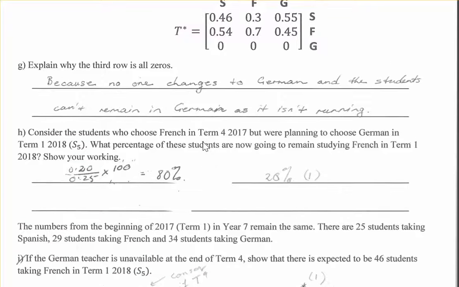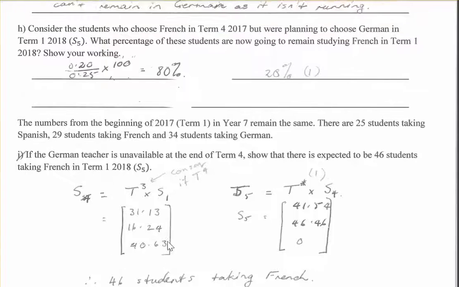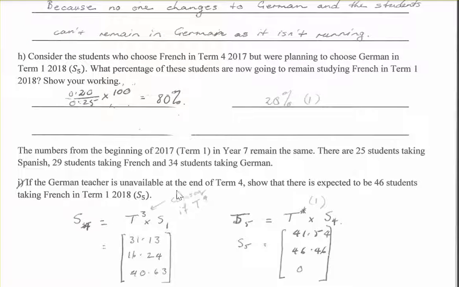For the next question, the students from the beginning of 2017 in year 7 remain the same. There are 25 students taking the Spanish course, 29 taking French, and 34 taking German. If the German teacher is unavailable at the end of term 4, show that there is expected to be 46 students taking French in term 1 2018. Now, they've given you term 1, S1, which is given by 25, 29, 34. So that's your state matrix. Your S1 is just your original state matrix.